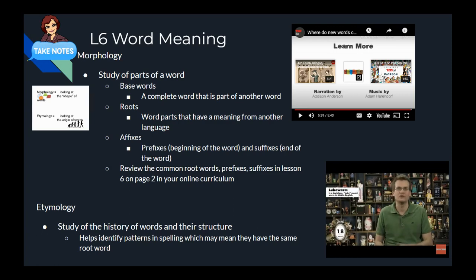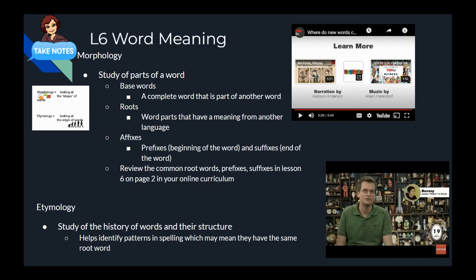Lukewarm is a tautology. Luke meant warm in Middle English, so when we say lukewarm, we're saying warm. Heresy comes from Greek. It meant choice.